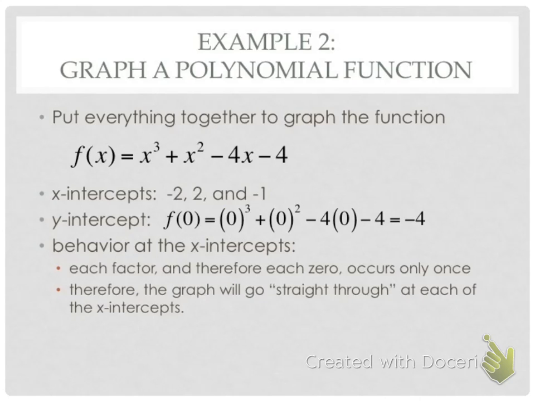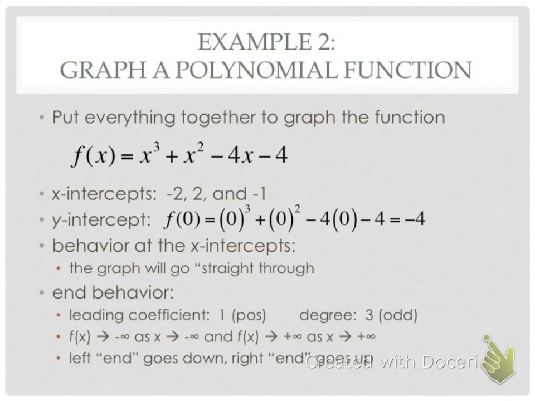Now, from there, once we have some key points, now we can start looking at behavior. So behavior at the x-intercepts depends on how many times each of these zeros got used. And in this case, each zero occurs only once. So we know at each of these zeros, each of these x-intercepts that we have, the graph is going to go straight through. It's not going to touch, it's not going to do a shelf.